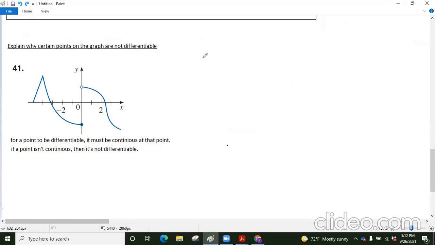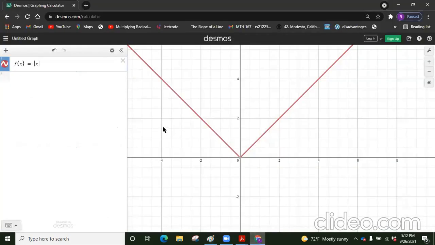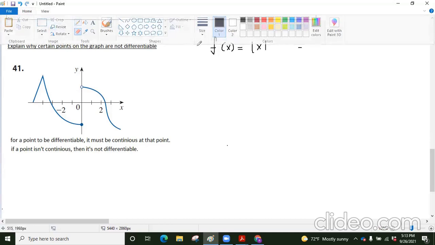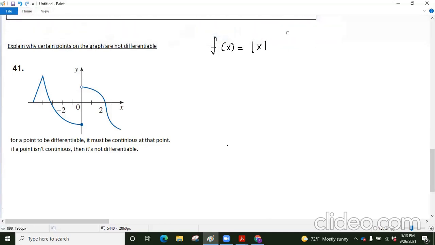So the reason it's not differentiable at that point is because, if we look at the absolute value function on Desmos, you're looking at this point, right? And this is the absolute value of x. F of x is equal to the absolute value of x. Well, let's actually mathematically see if we can take the derivative at that point. In other words, can we apply the limit definition to f prime of x, where f of x itself is the absolute value of x?